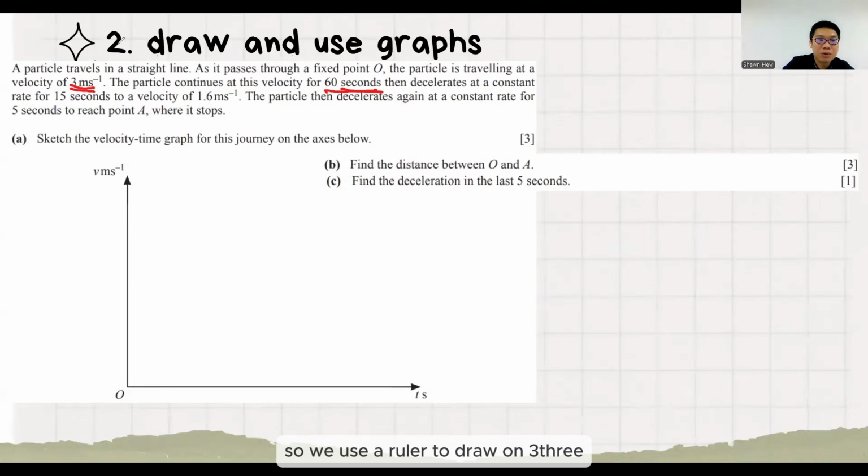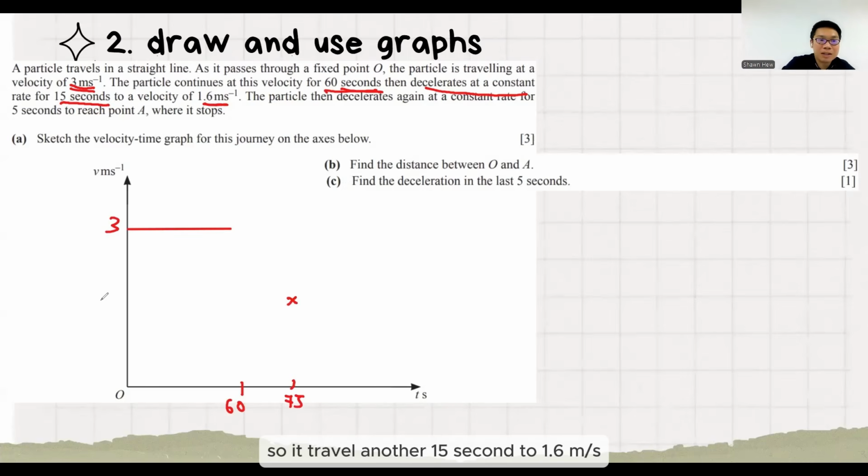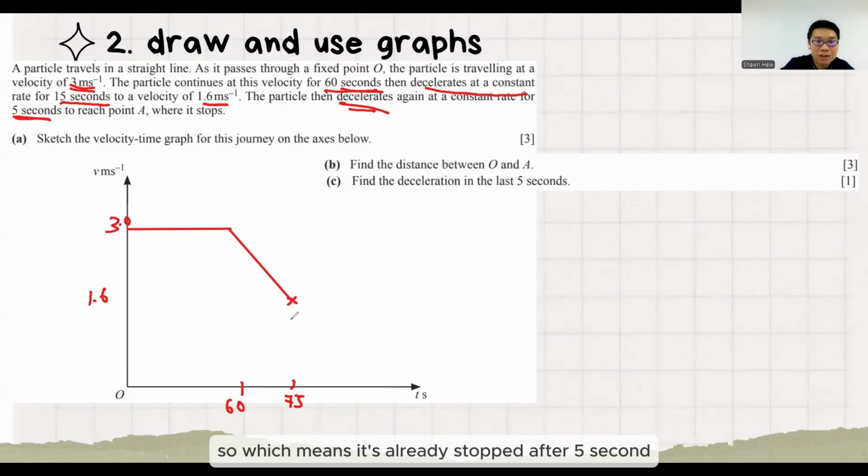So we use a ruler to draw on 3. The velocity is 3 for 60 seconds. And then it decelerates at a constant rate for 15 seconds to 1.6. So it travels another 15 seconds to 1.6 meters per second. Then they say the particle decelerates again at a constant rate for 5 seconds to reach point A, which means it has already stopped after 5 seconds.